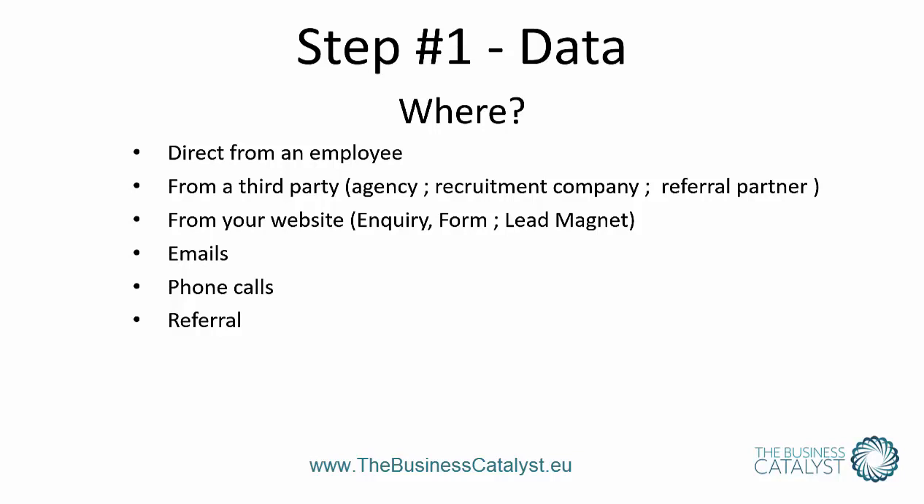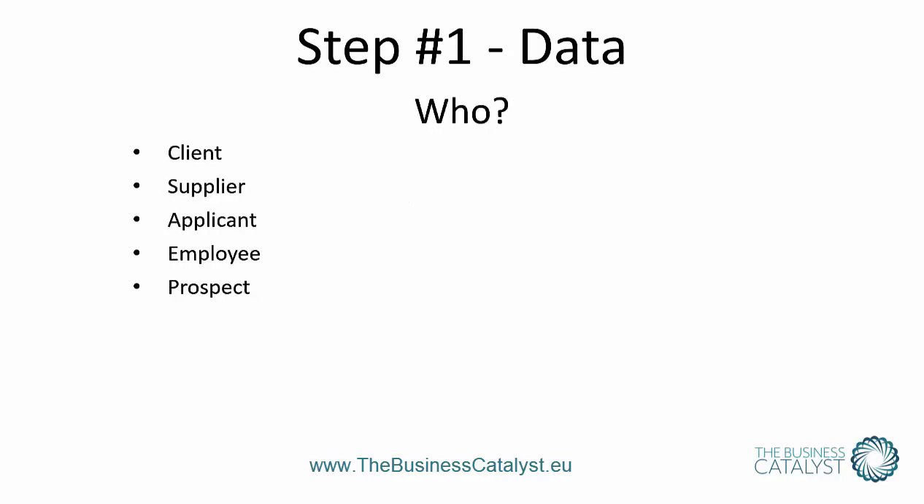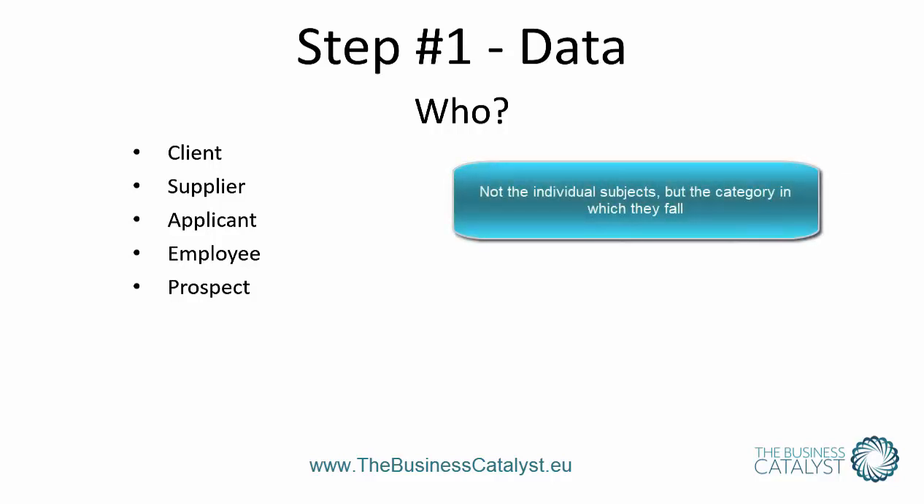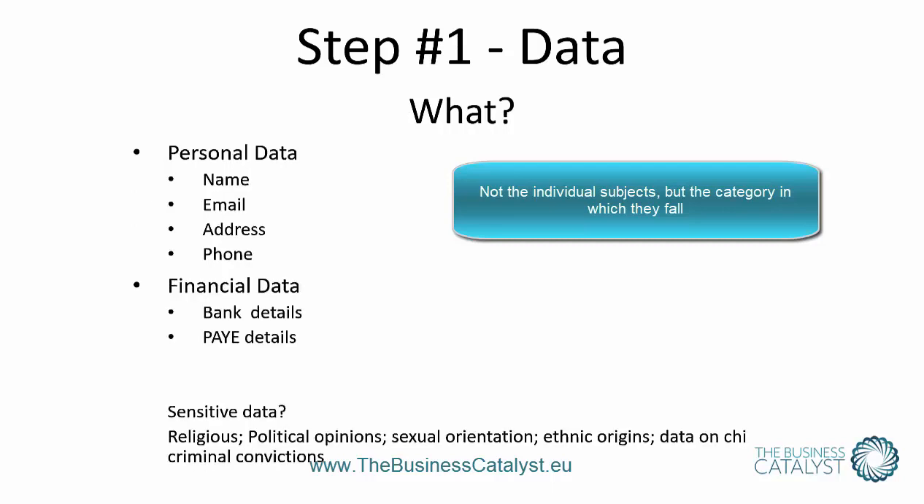This is just example. So where did that data come from? The very next bit will be, where you got the data from, and then it's who is that data on? Is it on a client? Is it on a supplier? Is it someone that works for you or someone that's applying to you? Is it a prospect? Who do you hold their data on? What is the category of the group? Not the individual person, but the category in which they sit.